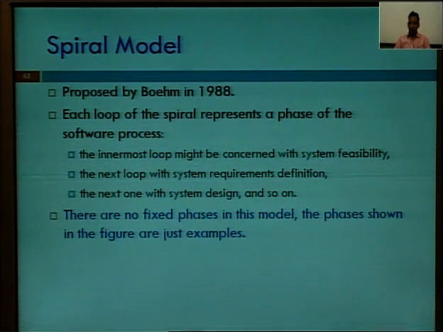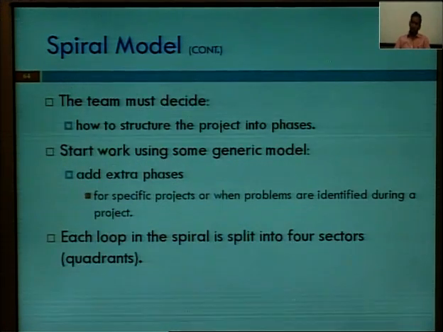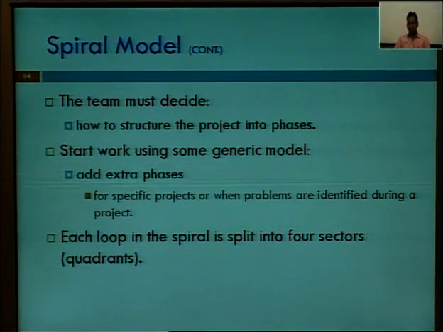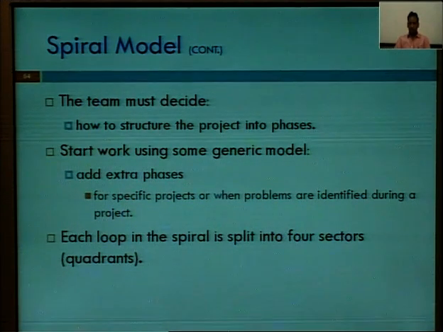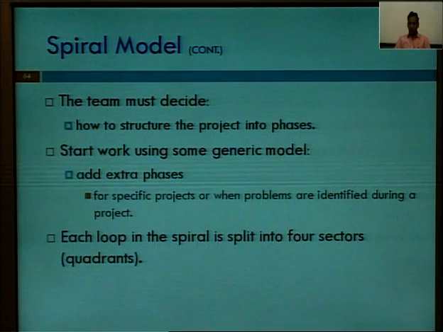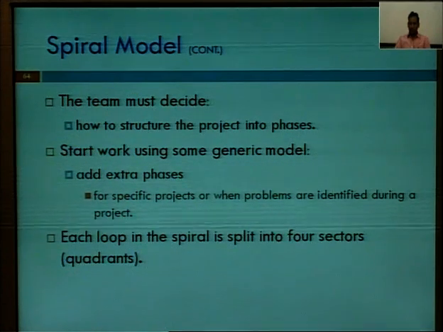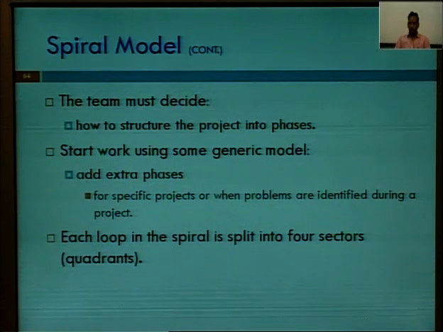There are no fixed phases in this model. The phases shown in the figure are just examples; the number of phases followed depends on the particular software development team for the design of the system. The team must decide how to structure the project into phases. We have to start work in the spiral model using some generic model, and add extra phases for a specific project or when problems are identified during the project.